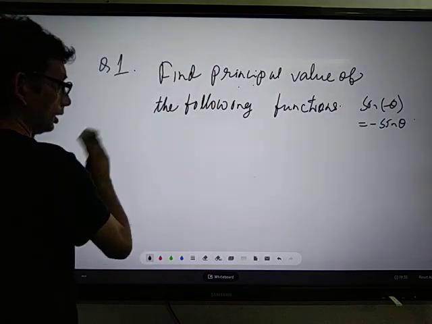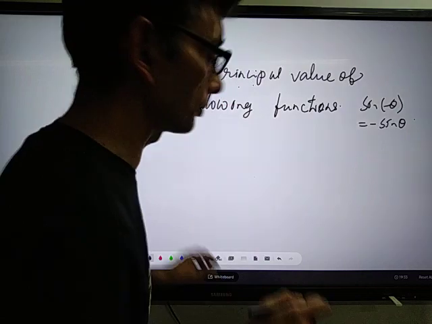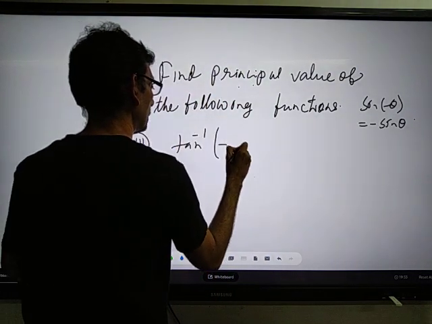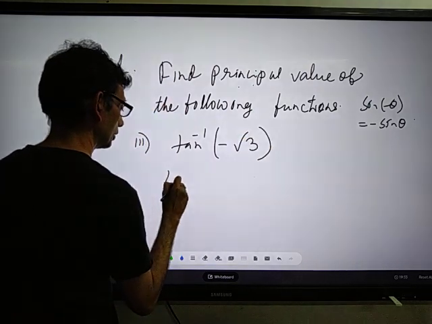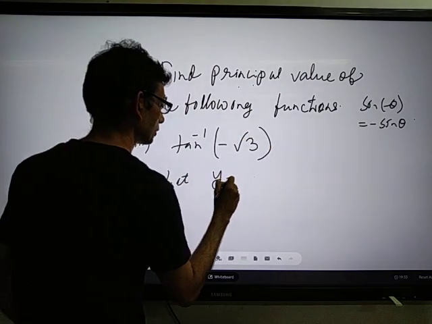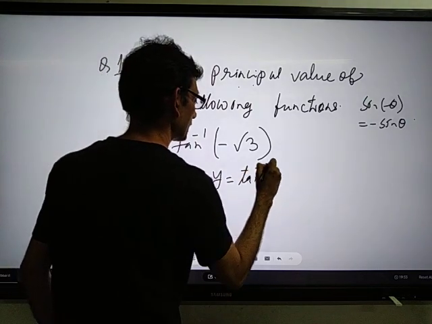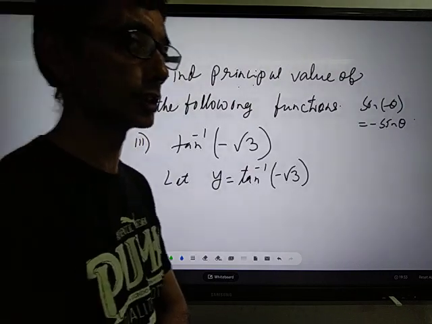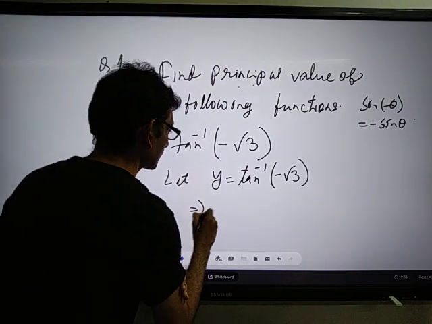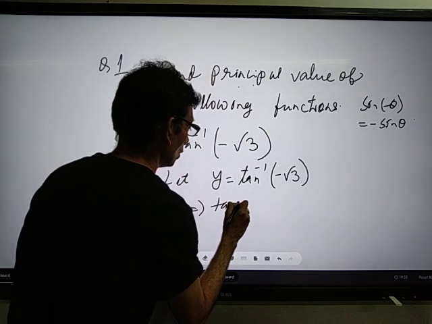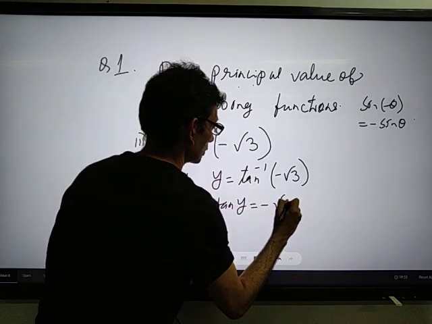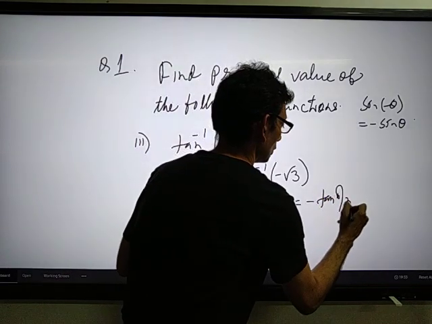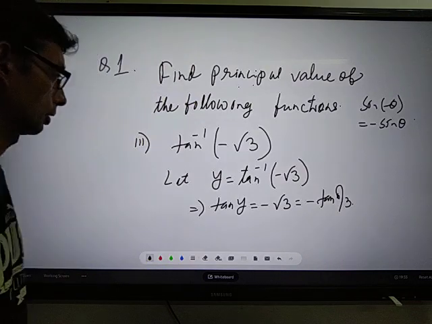Okay, what is the next question? Tan inverse minus root 3. Let y equal to tan inverse minus root 3. This implies tan y equals minus root 3, which equals minus tan pi by 3. What's the next step?